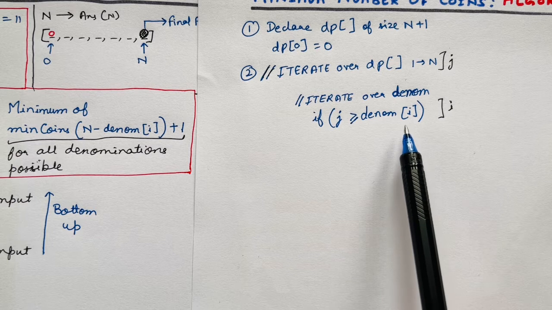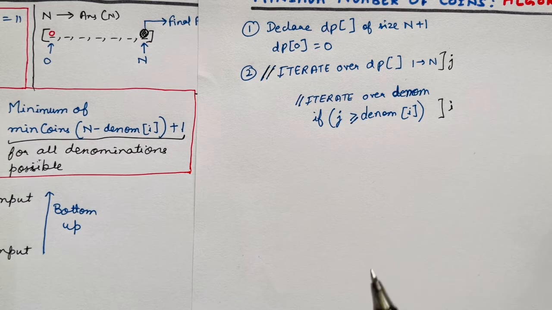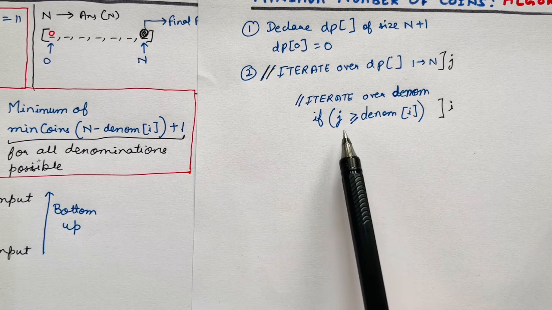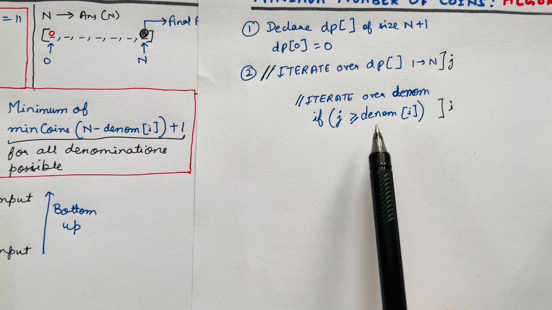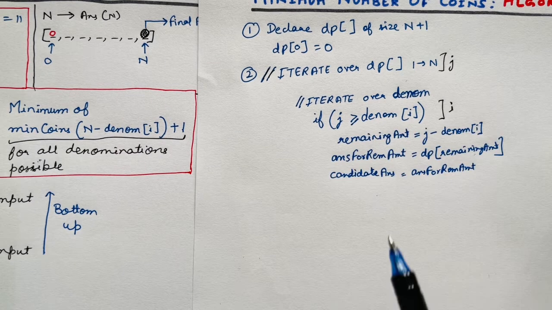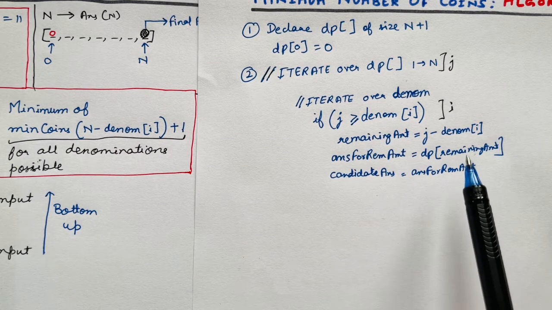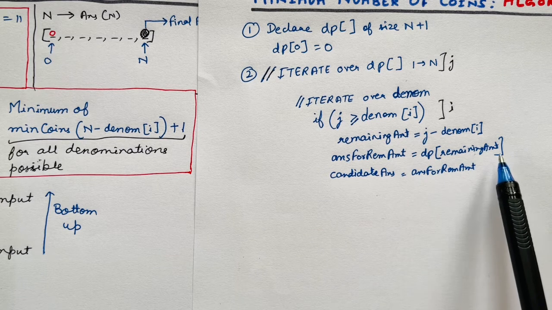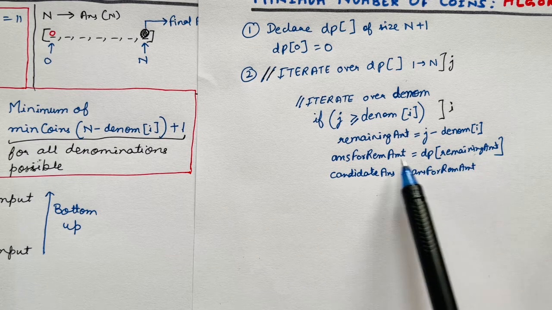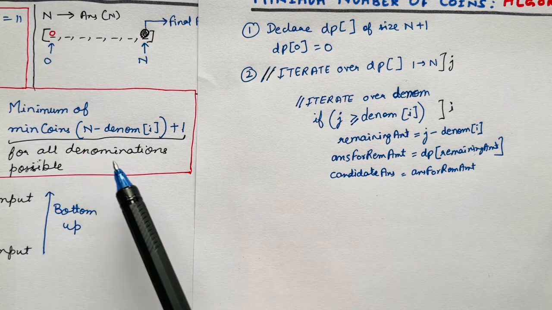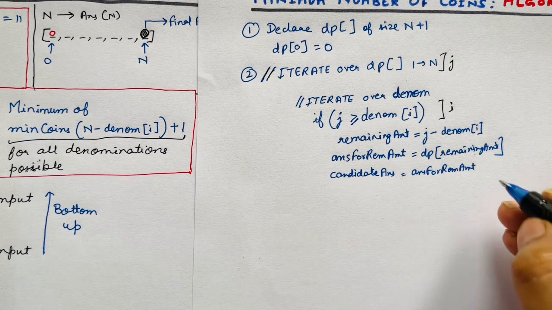Now if this condition is satisfied, what do we need to do? We have to find the answer for the smaller problem. So since we know j, our target amount, and we know the denomination value, we know what is the remaining amount for which we are looking for the answer. So our remaining amount will be j minus denomination i. Now we want to know what is the answer for this remaining amount. So we will know that answer using the dp array. We will get dp[remaining amount] as the answer for the remaining amount. Now the candidate answer for j, for which we are looking, will be the answer for the remaining amount plus 1.